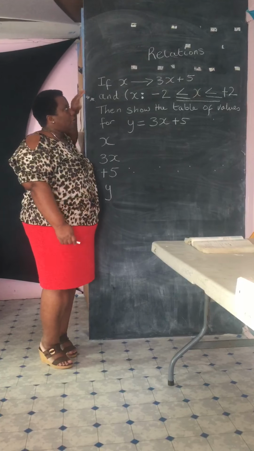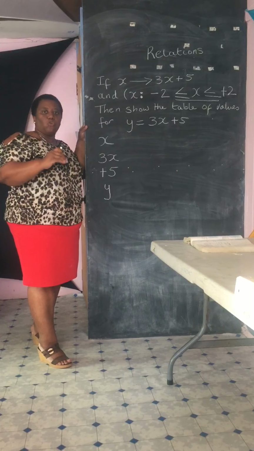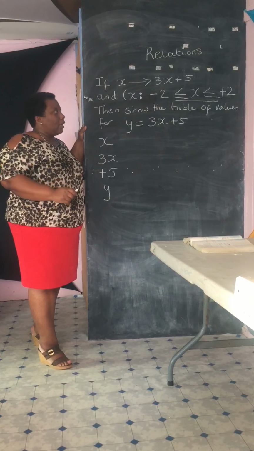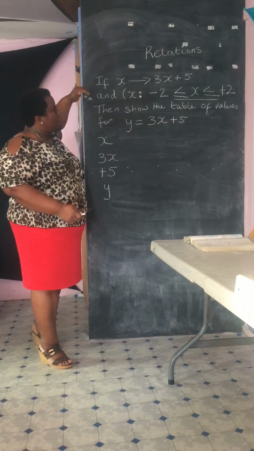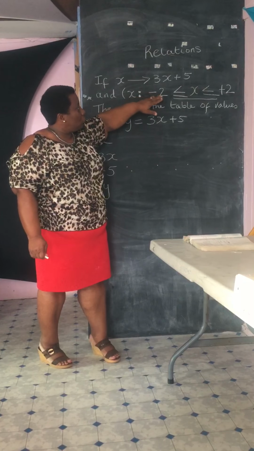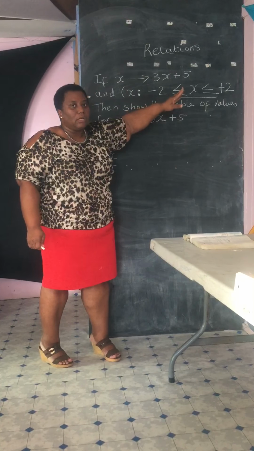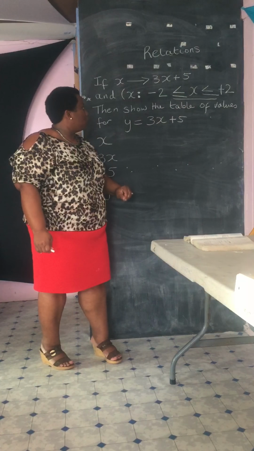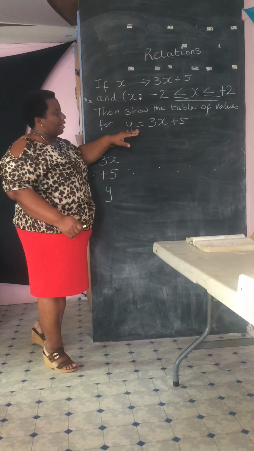This evening we're looking at relations. A relation is known as a set of ordered pairs which obeys a particular rule. And this evening we're going to do this question: if x maps to 3x plus 5, and x is negative 2 less than or equal to x, which is less than or equal to positive 2, then show the table of values for y equals 3x plus 5.